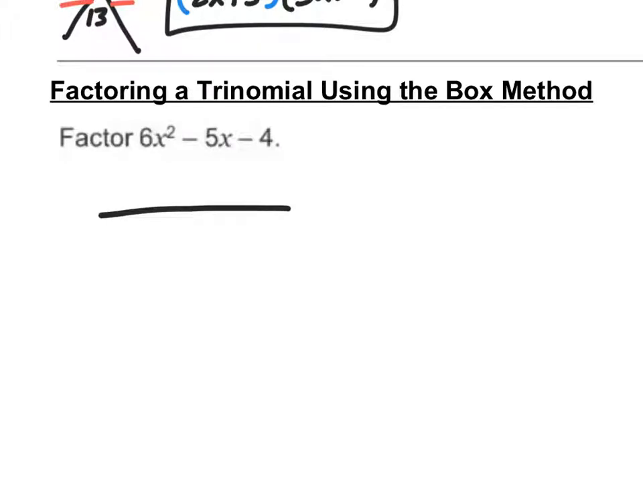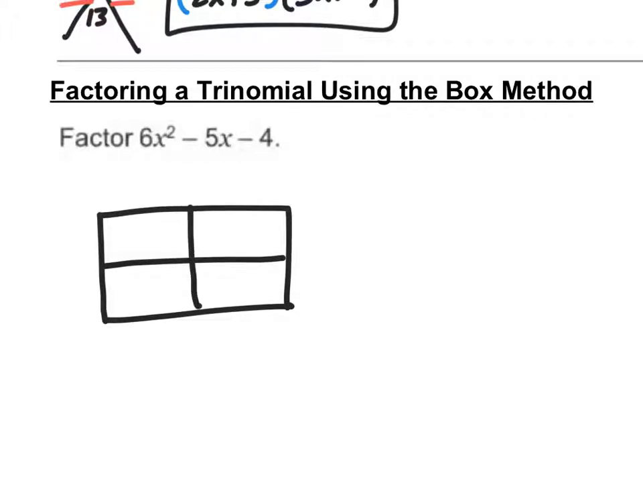I'm going to make the box here like that, and let's give it 4 spaces. Remember the first term, the 6x squared, goes here, and the last term, the negative 4, goes down here. Now the question is, what 2 things can I multiply together to give me a 6x squared? The 2 numbers that I can multiply to get 6 would be 2 and 3, and then we'll just attach an x on them. So I'm just going to put a 2x here and a 3x here. Doesn't matter, I could flip-flop these. Doesn't matter where I put them.